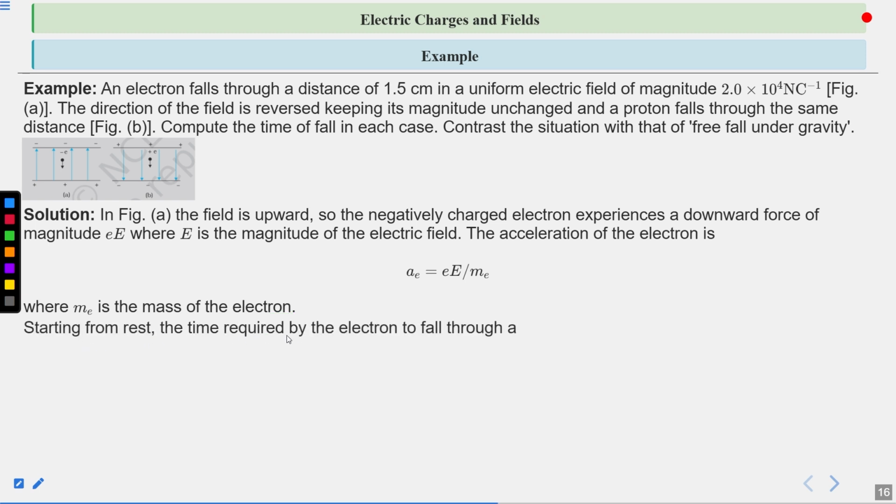Starting from rest, the time required by the electron to fall through h is given by te equals under root 2h divided by ae. So substituting the value of ae, you will get under root 2h me divided by eE. This one.